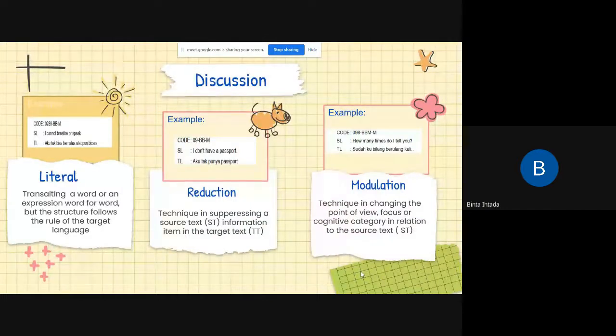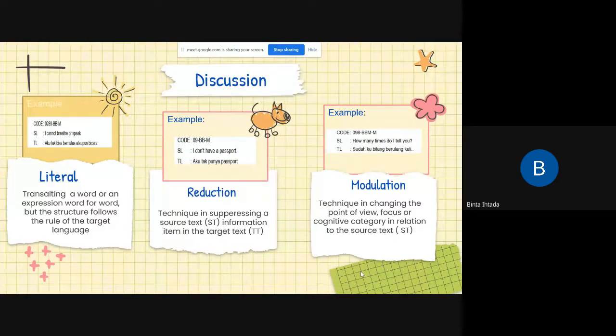The first one is literal. The example is "I cannot breathe or speak." The target language translates it as "aku tidak bisa bernafas ataupun bisa berbicara." The example above shows the literal technique. Here the translator focuses on the source language having the same form and structure as the target language. In the first example, the sentence structure in both the source language and target language is subject plus modal plus verb and also noun.